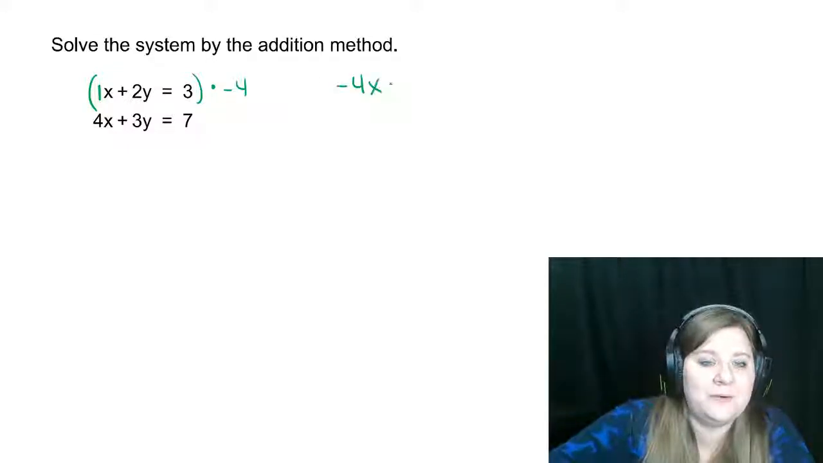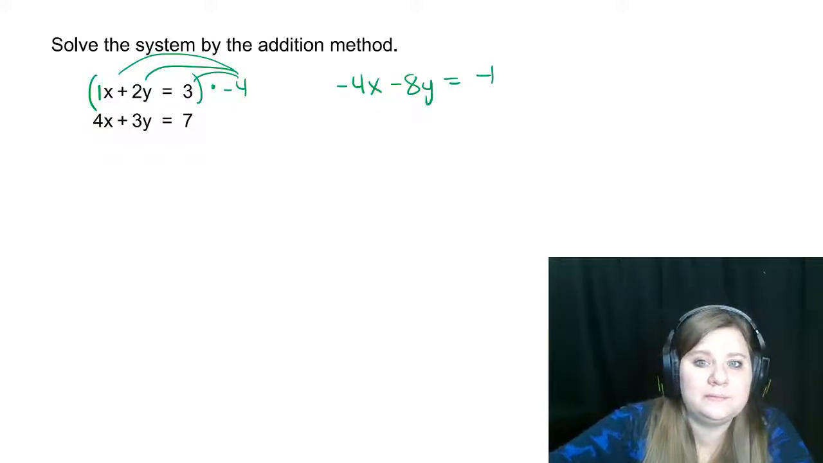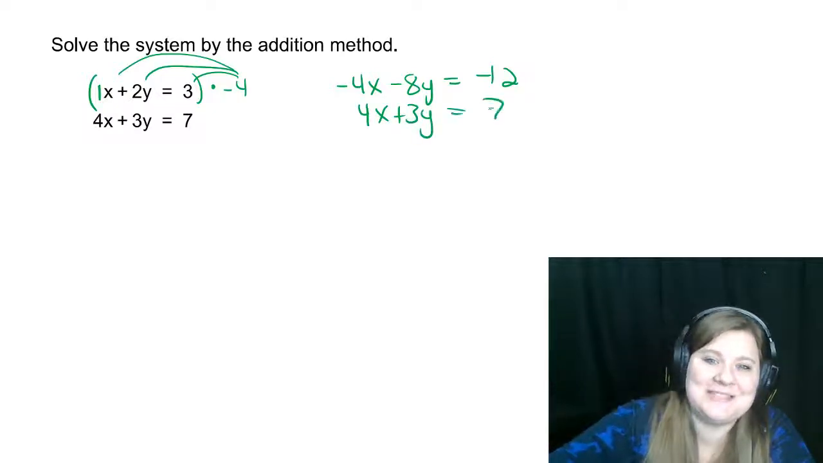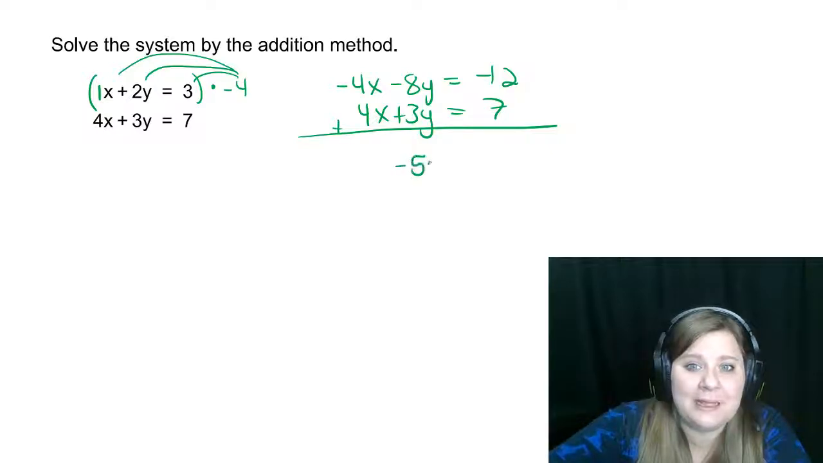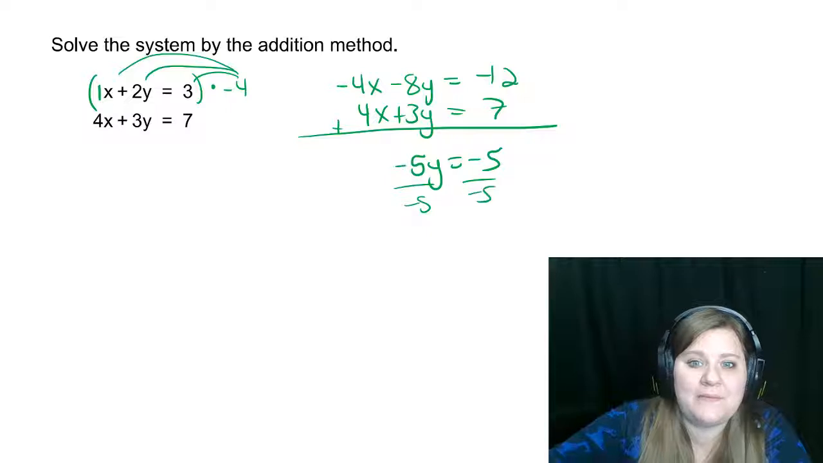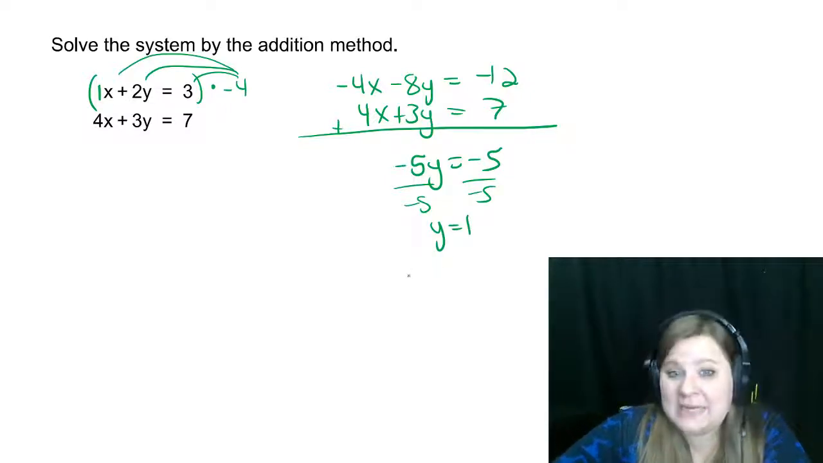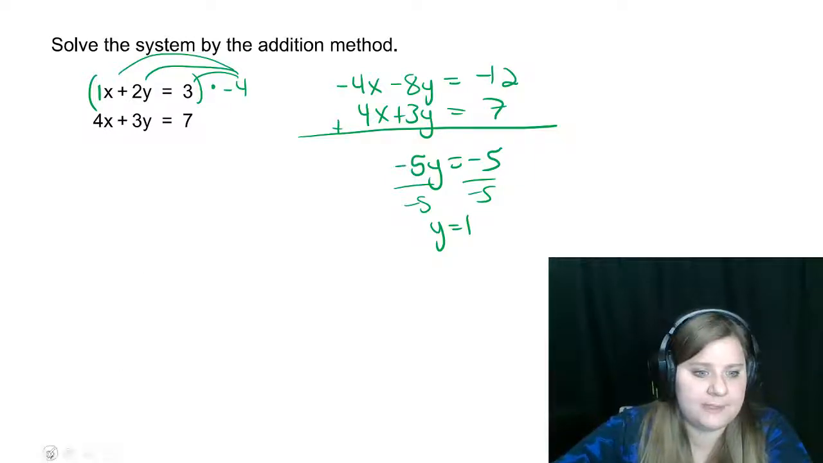That gives me negative 4x minus 8y equals negative 12. And I can carry down 4x plus 3y equals 7. Now when I add these together, I get negative 5y equals negative 5. I divide by negative 5 on both sides and I get y equals 1. Now I need to solve for x. I'm just going to plug into the top equation. See no reason not to.